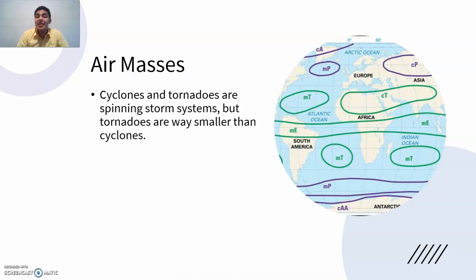So we have cyclones and tornadoes, which are spinning storm systems, but tornadoes are way smaller than cyclones. So cyclones and tornadoes form because of the combination of different air masses. But tornadoes, remember, are small, just like the ones that we can have right here in Guatemala. And cyclones are huge, very big.